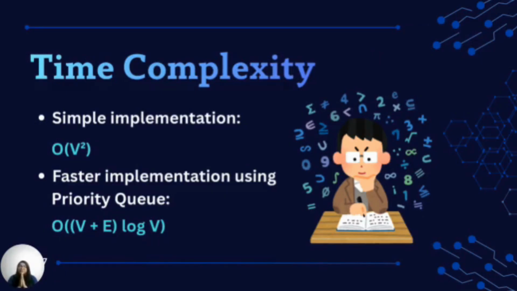Let's briefly discuss efficiency. Time complexity tells us how fast an algorithm runs as the graph grows larger. A simple implementation of Dijkstra's algorithm has a time complexity of big O of V squared. Using a priority queue improves the performance to big O of V plus E log V. This makes the algorithm suitable even for large networks with many nodes and connections.